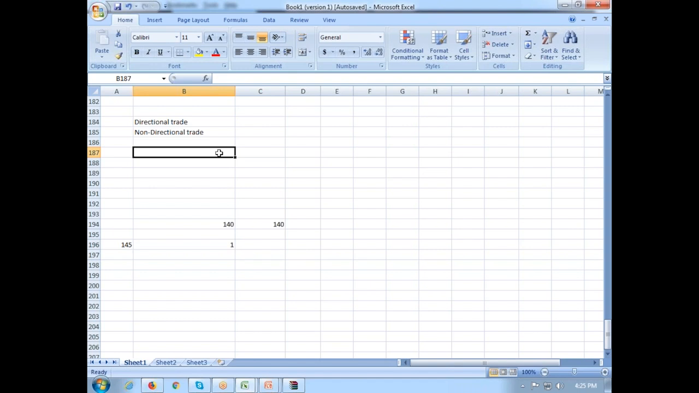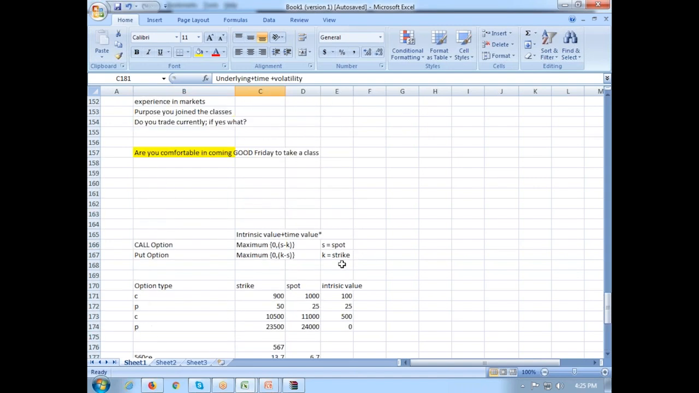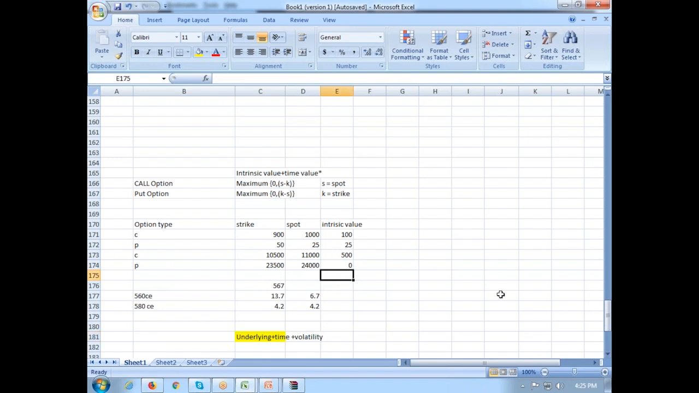I guess this is getting a bit heavy now. I should keep the volatility chapter for later on. More than 3 hour classes bring the dullness. So let me keep it here only.